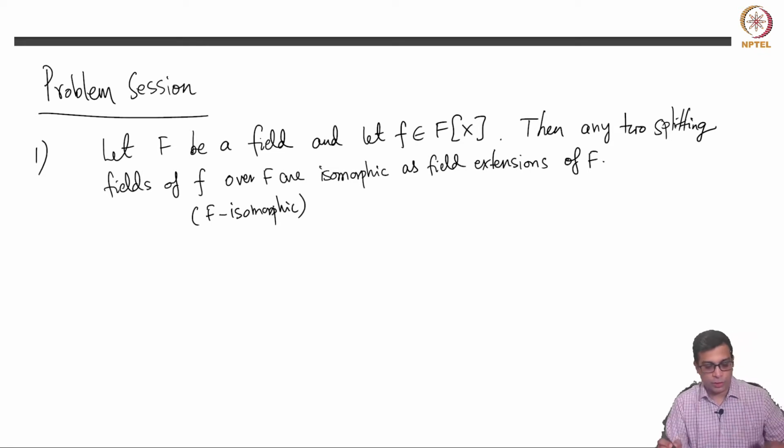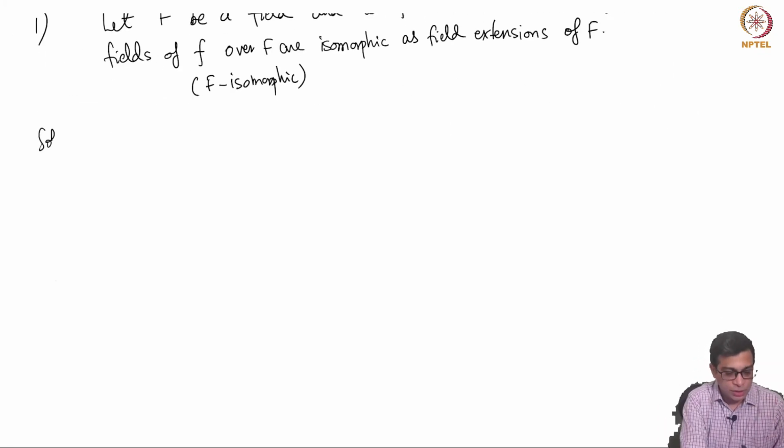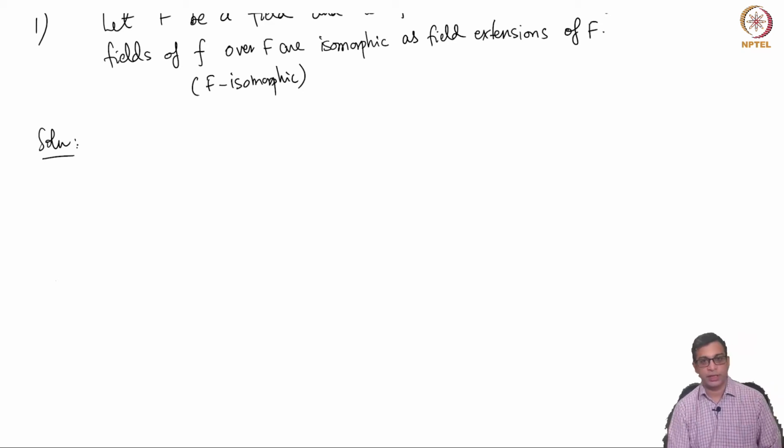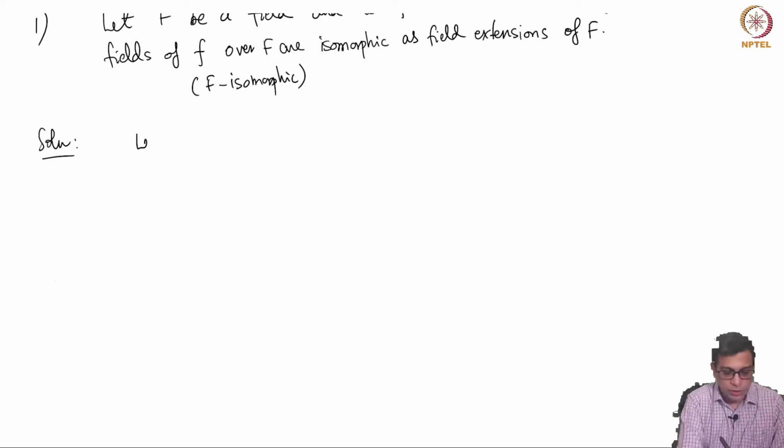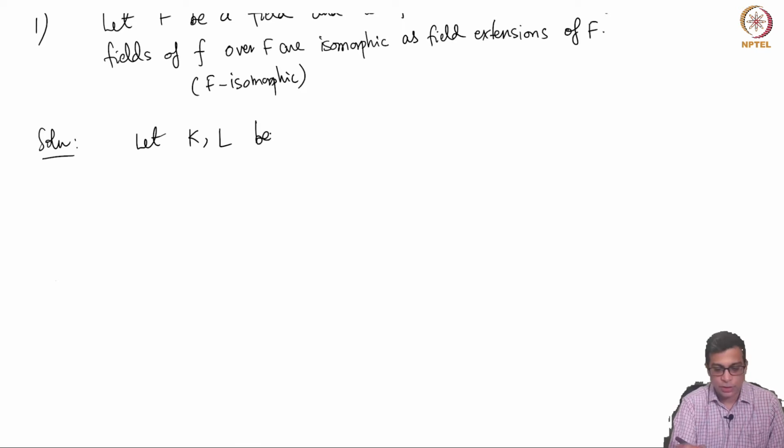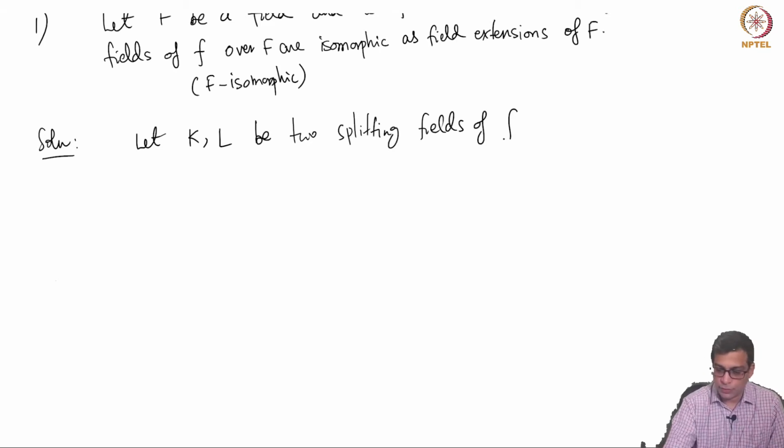Okay, so I am not going to do the full details of this because it's essentially an immediate consequence of the extension theorems that we proved. Okay, so let me set it up, and any missing details you can provide yourselves. So let K and L be two splitting fields of small f over big F.